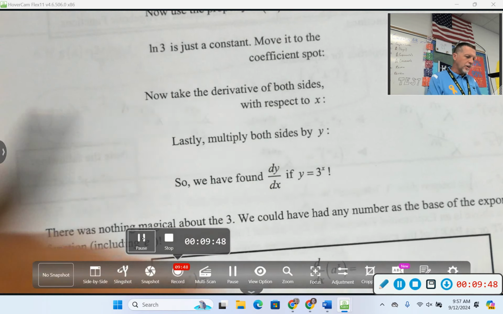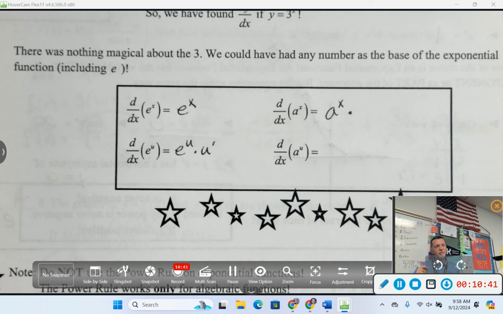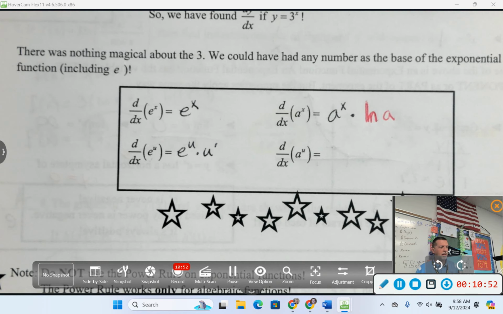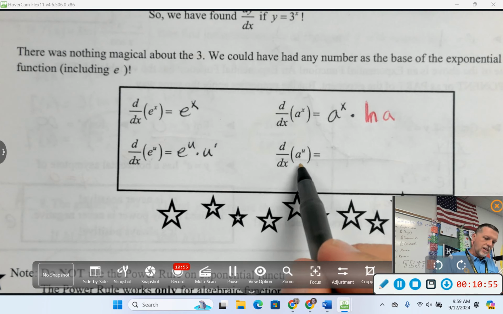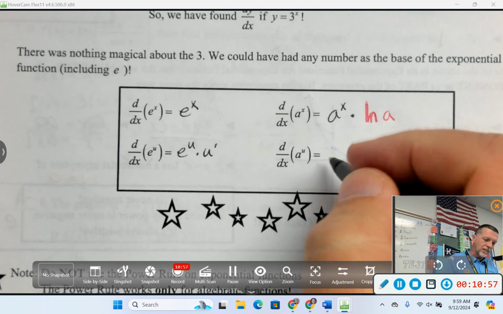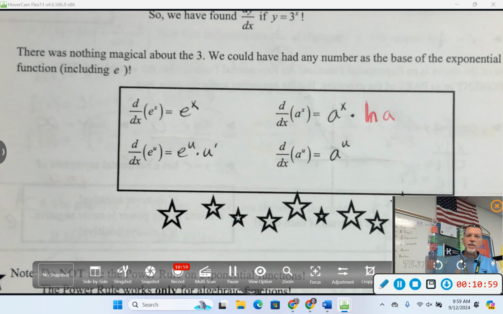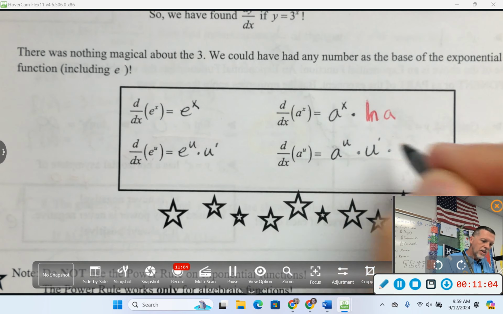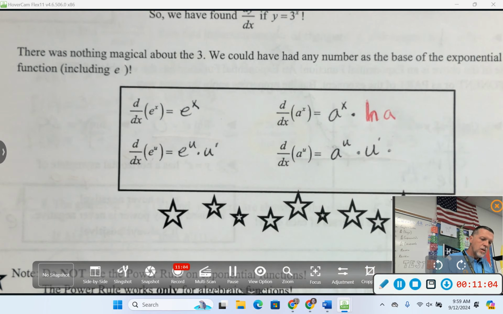How did we fix derivatives of logs when the base wasn't e? Natural log of the base. It's the same fix here. So natural log of a. Except this time we're multiplying by it rather than dividing by it. And then a to the u, so this is going to have lots of things going on. Derivative of a to the u is a to the u, but chain rule times u prime. But our base isn't e, so we multiply by natural log of the base.